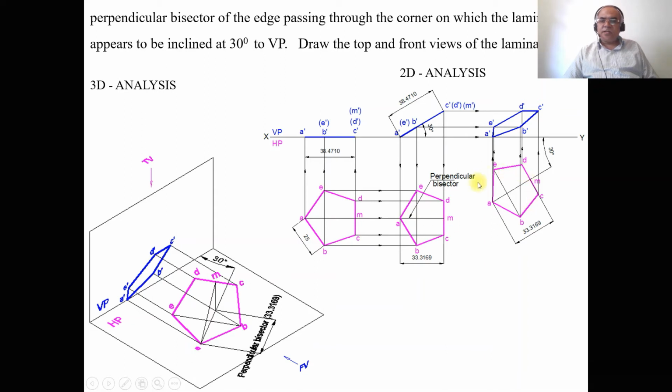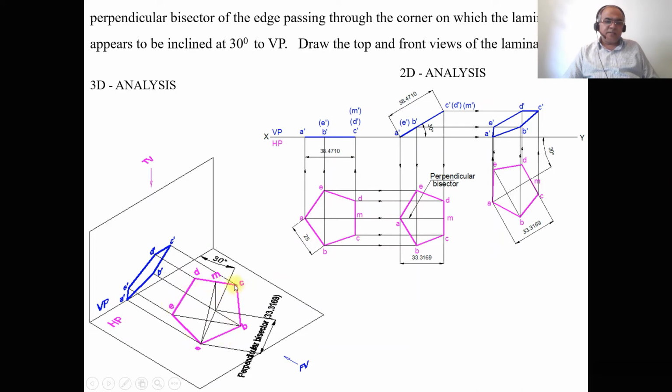So you just reproduce the second position top view here and then get the corresponding front view. So that is what we have done here. The perpendicular bisector passing through the corner on which it rests appears to be inclined at 30 degrees to VP. So this is how you will be able to rotate the surface.